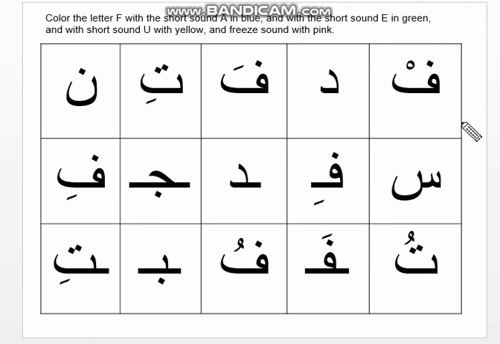I want you to color the letter F with the short sound A in أزرق and with E in أخضر and with U in أصفر and freeze the letter with وردي.